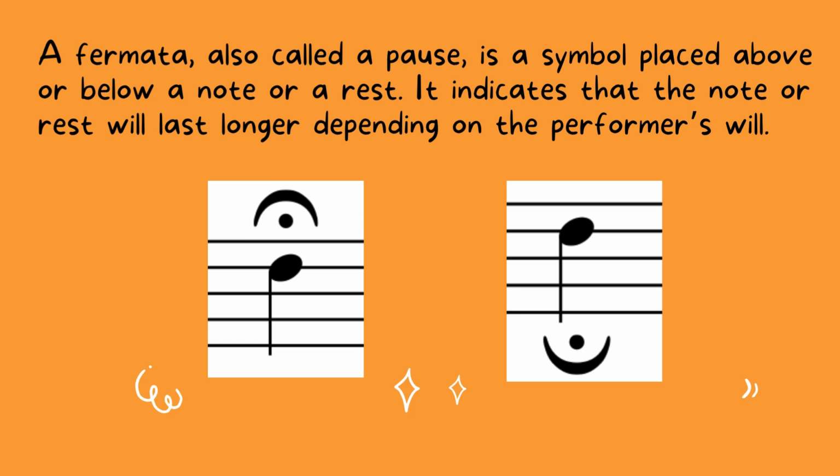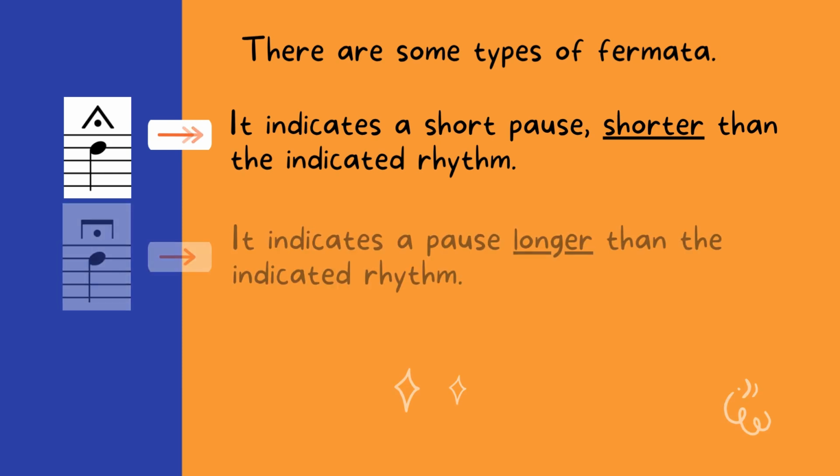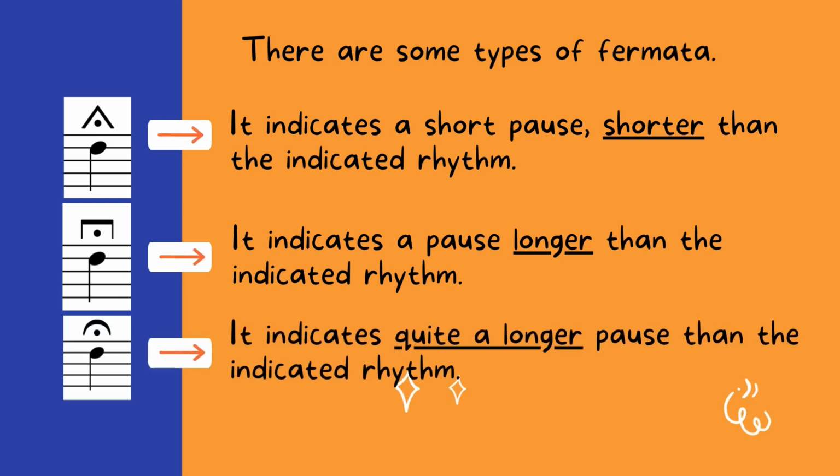A fermata, also called a pause, is a symbol placed above or below a note or a rest. It indicates that the note or rest will last longer depending on the performer's will. There are some types of fermata. The first one, an open triangle with a dot underneath, indicates a short pause, shorter than the indicated rhythm. The second, an open triangle with a dot underneath, indicates a pause longer than the indicated rhythm. The third one, considered the longest pause, is represented by an arc with a dot underneath.